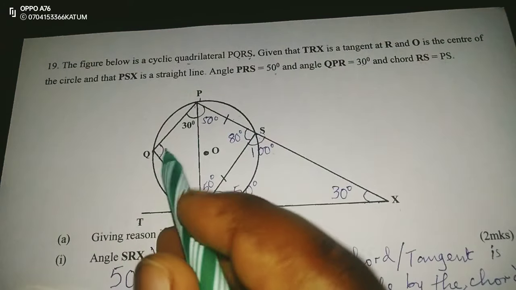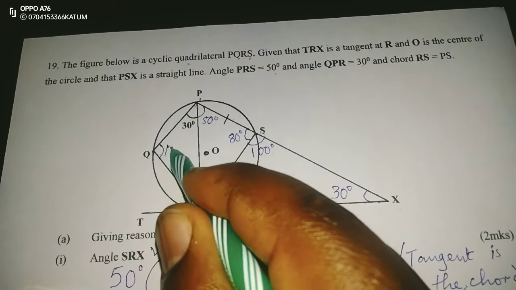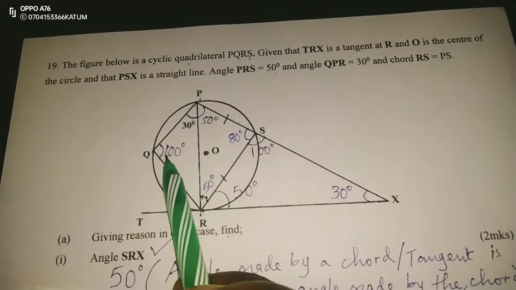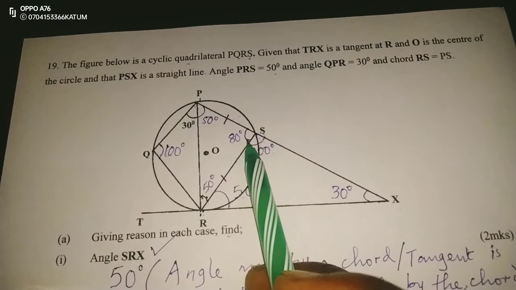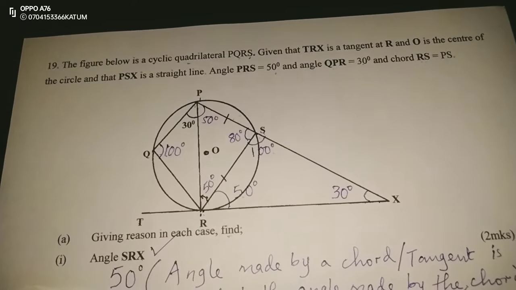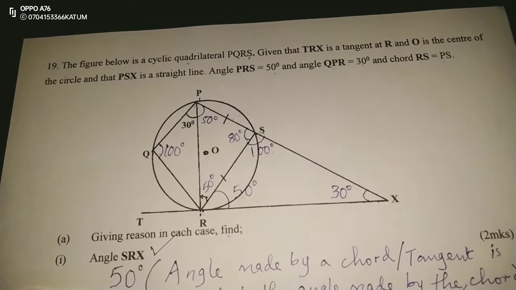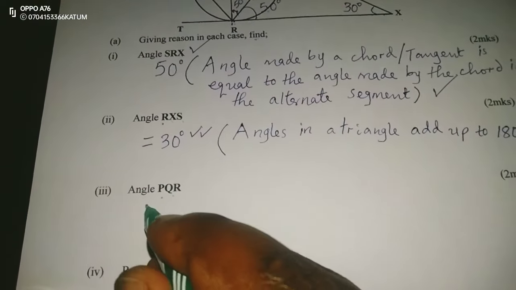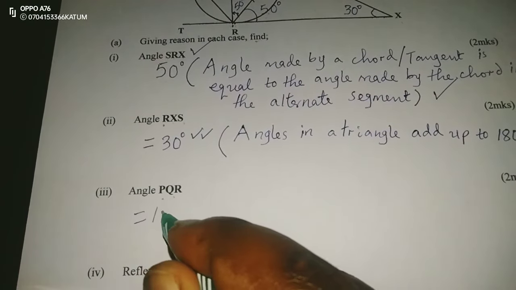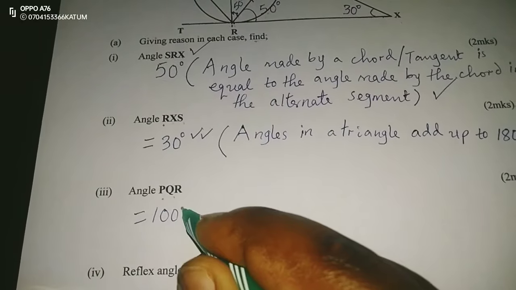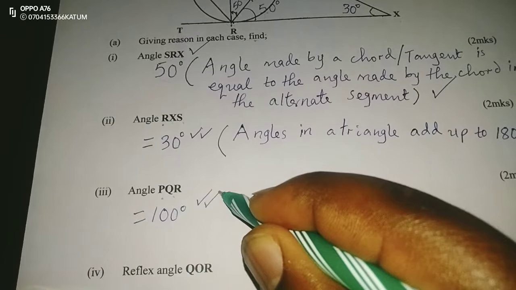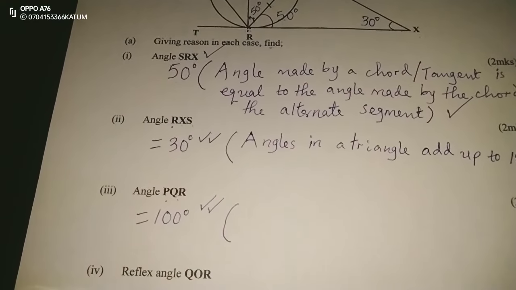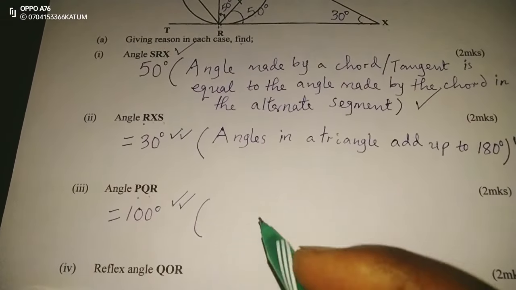So 80 and a known angle should give us 180. That means the value of this angle is going to be 100. So that 100 and 80 gives us 180. Therefore, I'm going to say PQR is equivalent to 100 degrees. A tick for that. Then the next mark goes for a good reason as to why we have said that.